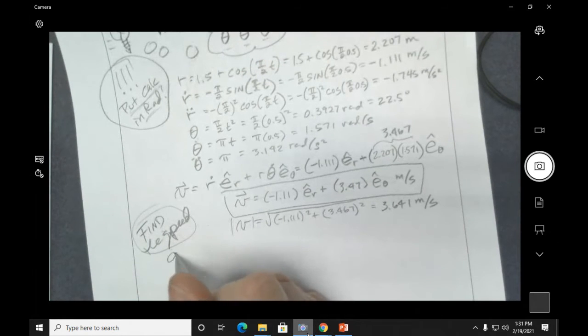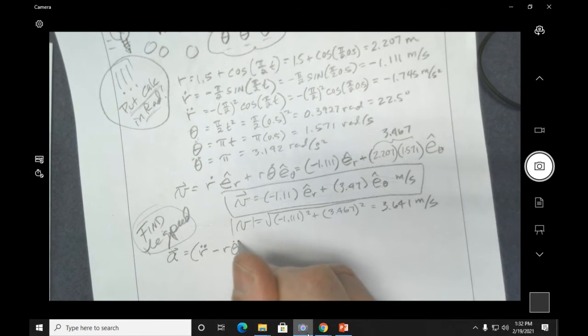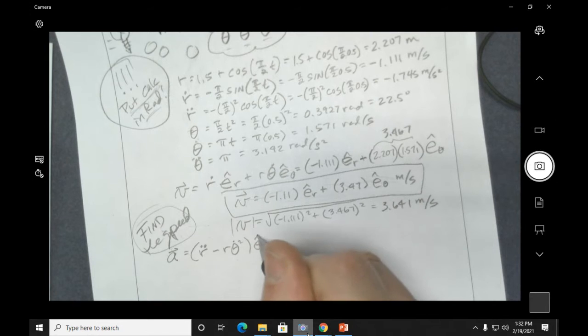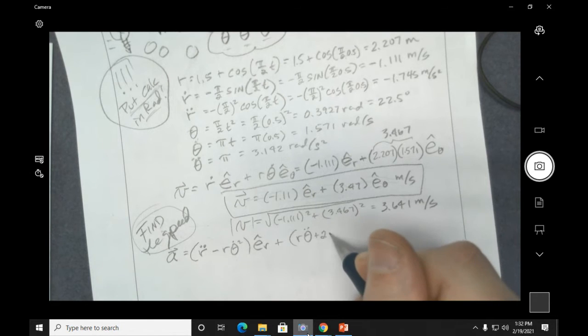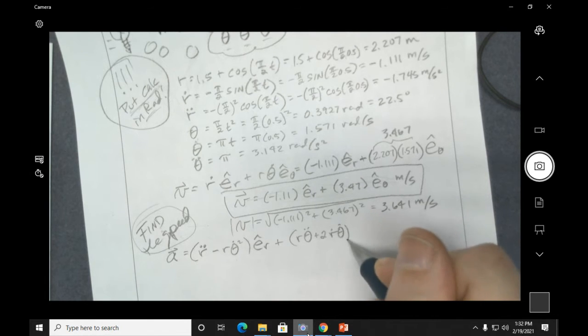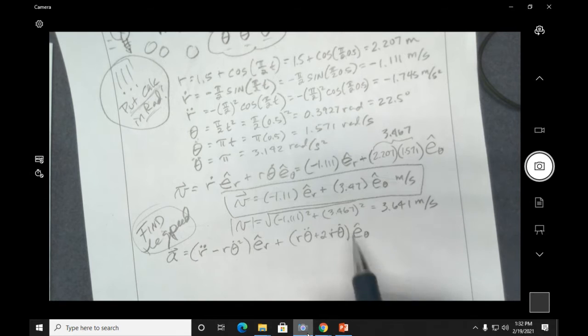For the acceleration, it's just a little bit more effort. Remember that we're going to have 4 parts to it. R double dot, R theta dot squared, e_r, R theta double dot plus 2 R dot theta dot e_theta.